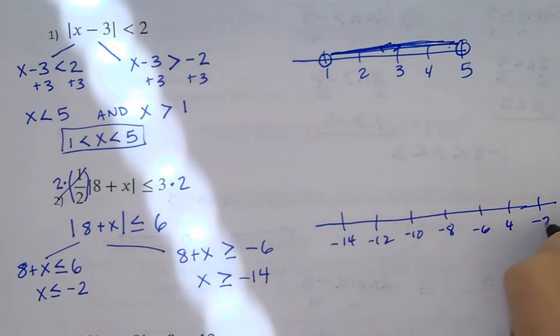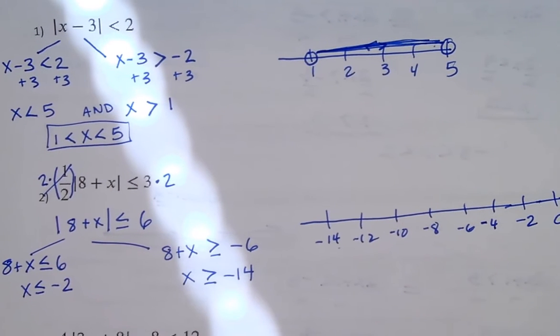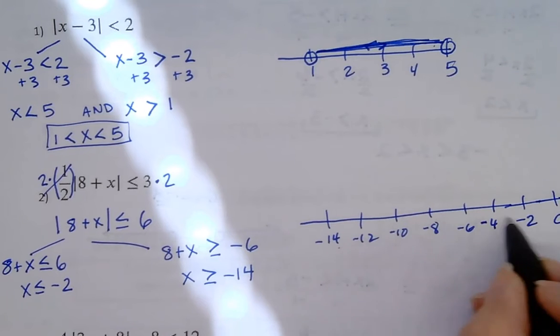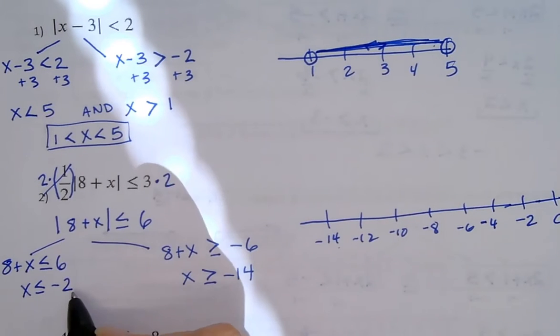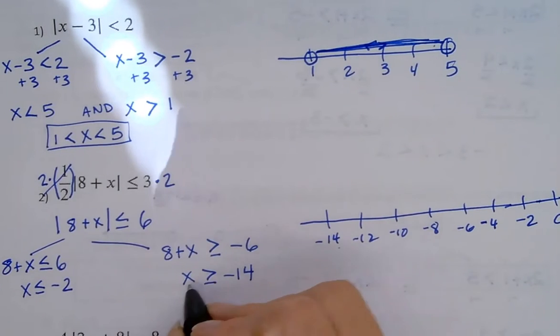Oof, got to make sure I don't miss anything here. Okay, 2, 4, some negative there. 2, 4, 6, 8, 10, 12, 14. I think I got that all correct on there. We're going to squeeze that 0 over here on the right. This is my number line. My endpoints are negative 2 and negative 14.